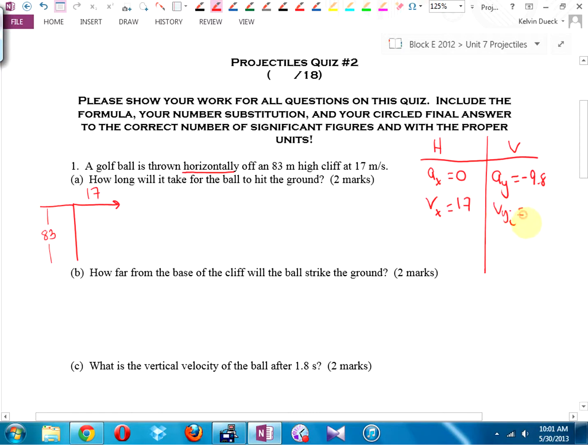Key idea: when you're launched horizontally, what's the vertical velocity the split second you leave the cliff? Zero. That's not enough. I need something else. I haven't used that 83. Is it a horizontal displacement or a vertical displacement? Looking at my diagram, it's clearly vertical. Am I going to say that it's positive 83? Negative. And you'll catch it if you forget, because when you do the math, you'll get an error on your calculator trying to take the square root of a negative.